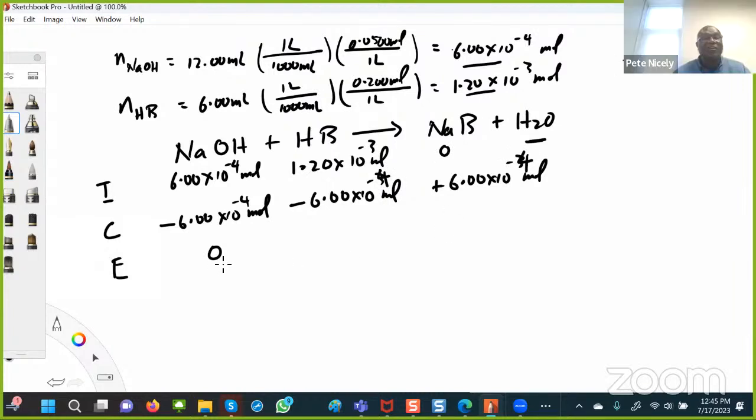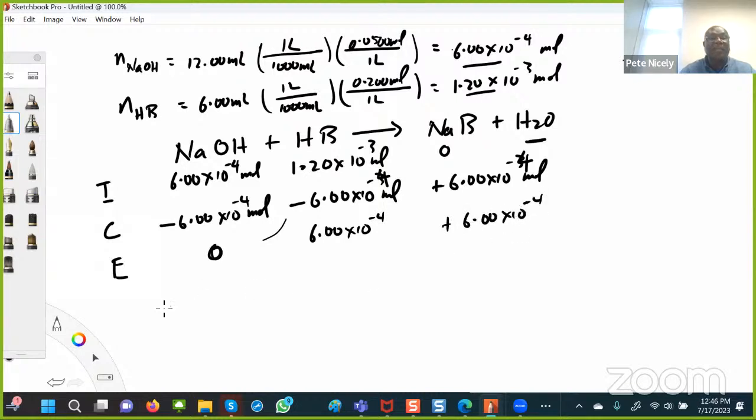Okay. So as I said before, that's 0. When you work this out, you're going to get 6.00 times 10 to the minus 4. And here you're going to get plus 6.00 times 10 to the minus 4, right?